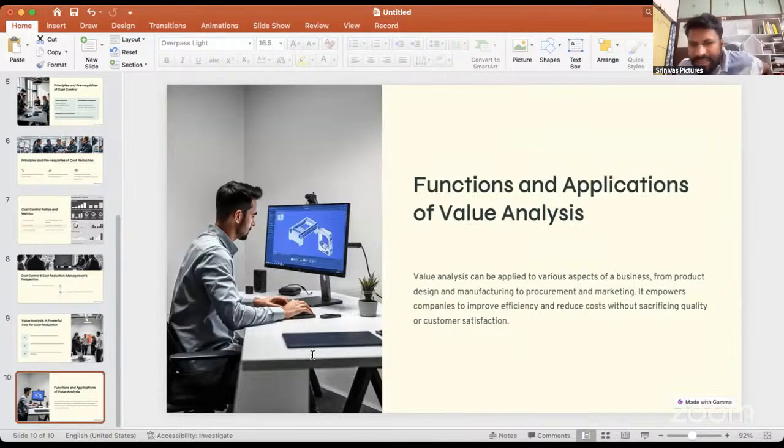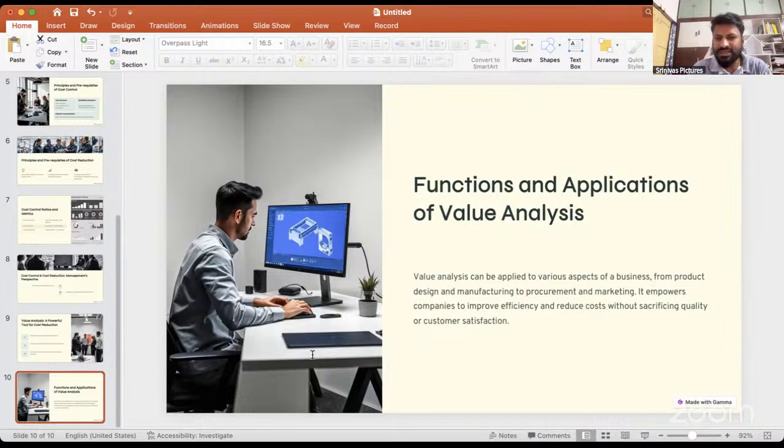Next, functions and applications of value analysis. Value analysis can be applied to various aspects of business, from product design and manufacturing to procurement and marketing. So from the starting of the product design, after manufacturing, procurement, and up to selling to the customer through marketing also, the functions and applications of value analysis include the following.